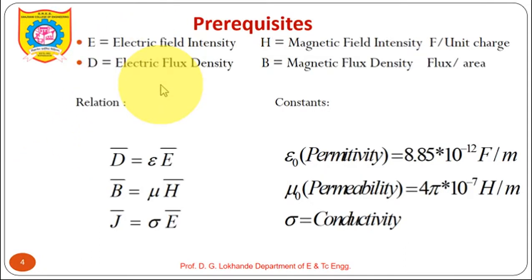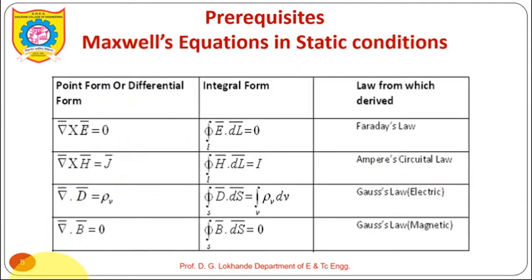Now the prerequisites required for this subject: electric field intensity E, magnetic field intensity H, electric flux density D, and magnetic flux density B. The relations between these components are: electric flux density D is equal to epsilon times electric field intensity E, magnetic flux density B is equal to mu times magnetic field intensity H, and J is equal to sigma, the conductivity, times the electric field.